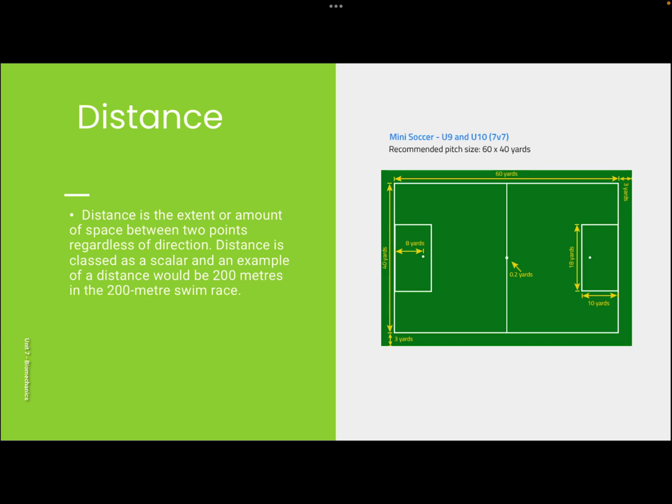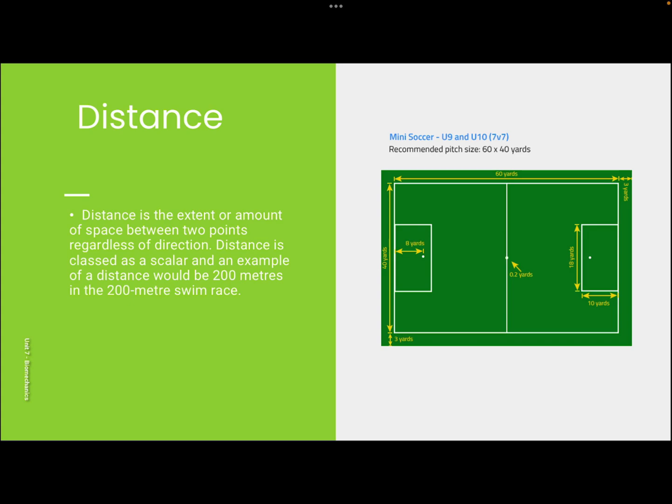Distance is the extent or amount of space between 2 points regardless of direction. Distance is classed as a scalar, and an example of a distance would be 200 metres in the 200 metre swim race. In the picture shown below, there are multiple distances between certain points on a football pitch. For example, the distance between the goal line and the penalty spot is 8 yards, and the distance of the length of the side of the pitch is 60 yards.